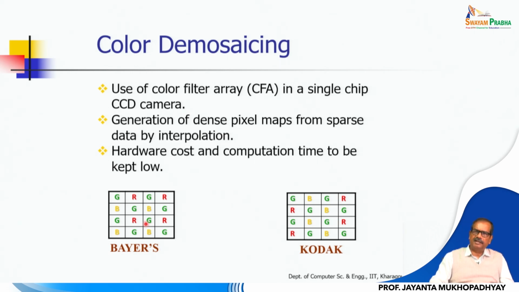So the computation here is that if I give you an image in this form, we call it a color filter array. It contains the color information, but in an interlinked manner. So can you reconstruct the full color image? That is the computation.